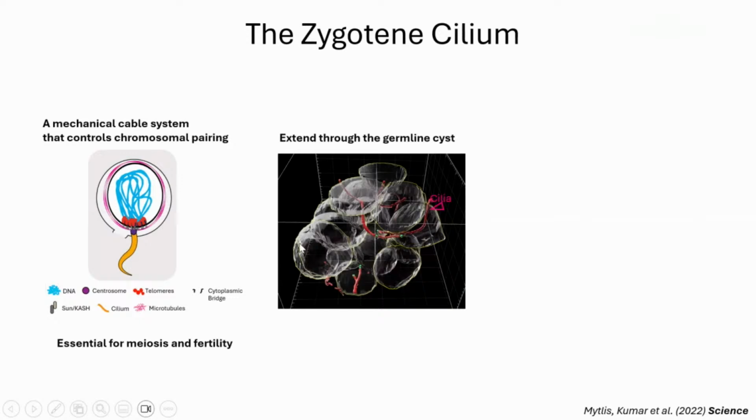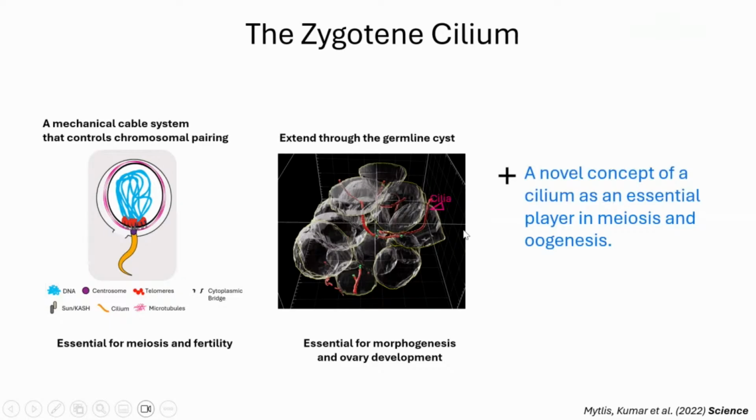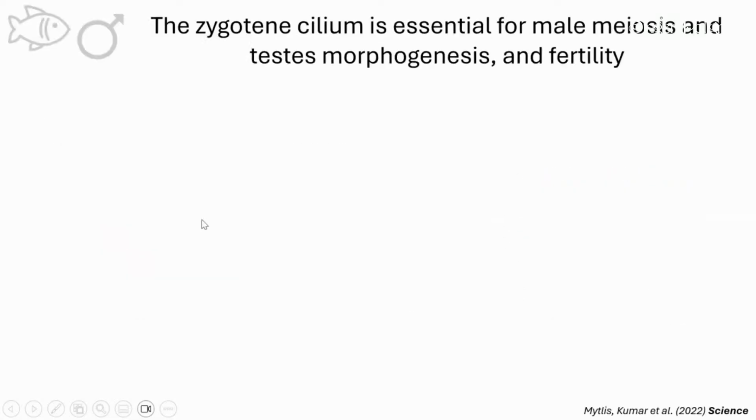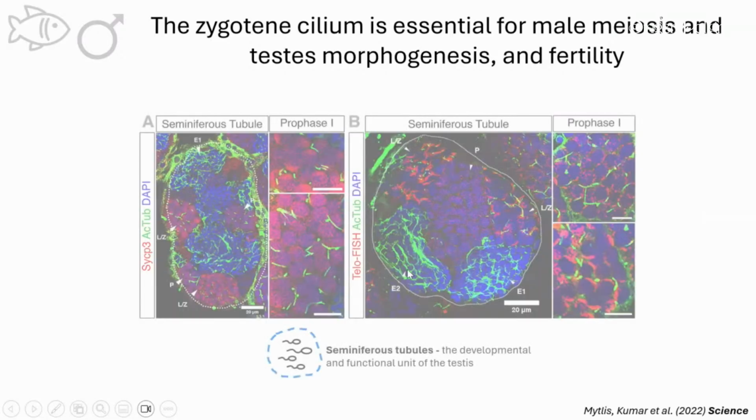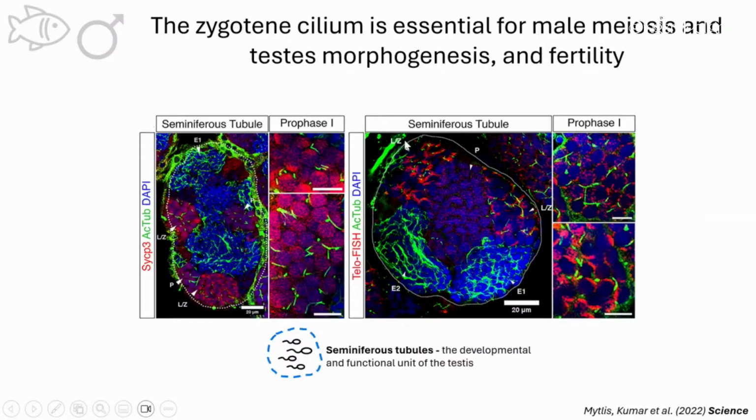Not only that, the cilia are entangled in between the oocytes in the cyst, creating a scaffold that is required for cyst morphogenesis and ovary development. So the cilium is an essential player both in meiosis and oogenesis. But what about spermatogenesis? What about mammals and even humans? So our next step was to check in testis, that is organized in seminiferous tubule organization, the developmental and functional unit of the testis.